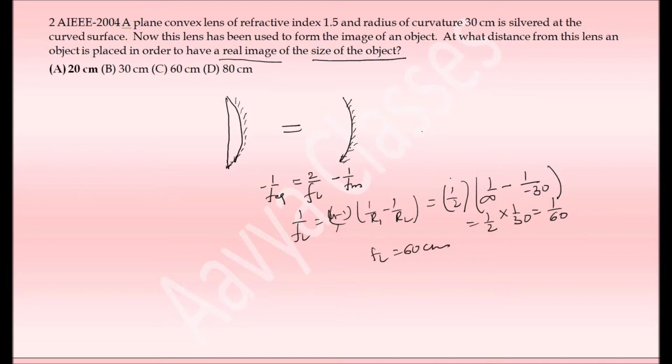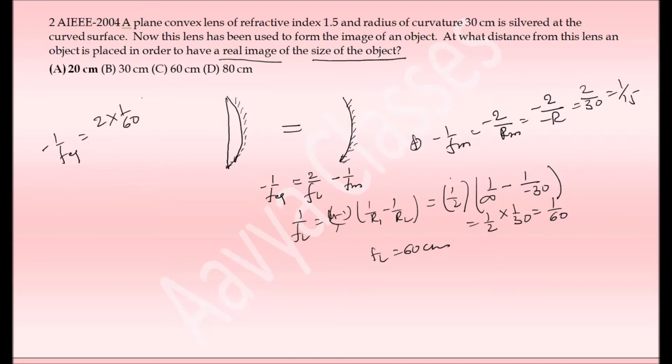Now FM. So minus 1 by FM is equal to minus 2 by RM, that is equal to minus 2 by minus R, and it is equal to 2 by R. R is equal to 30, so 1 by 15. So we get minus 1 by F equivalent is equal to 2 into 1 by 60 plus 1 by 15. So from there we get 30.